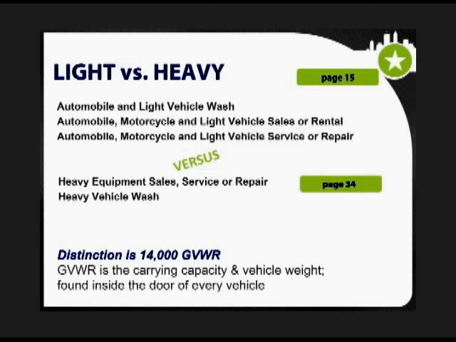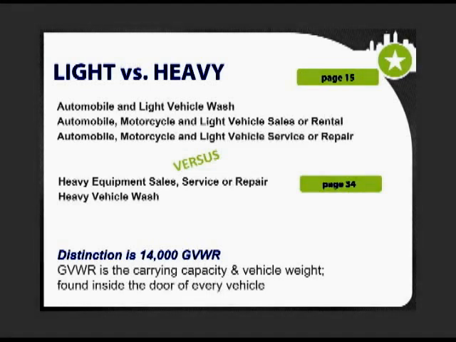And this is an example of how fast technology changes. When we started this in 2010, 14,000 basically would cover a big, heavy, dual-wheel pickup truck. Well, now there are bigger vehicles that meet that rating, some panel vans. So that may need to be adjusted. But right now it's 14,000. And that's the difference between light and heavy.